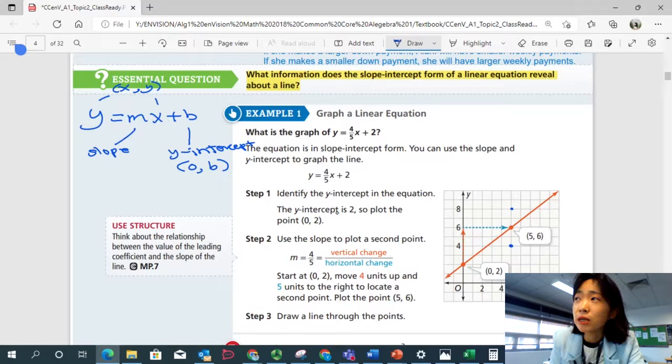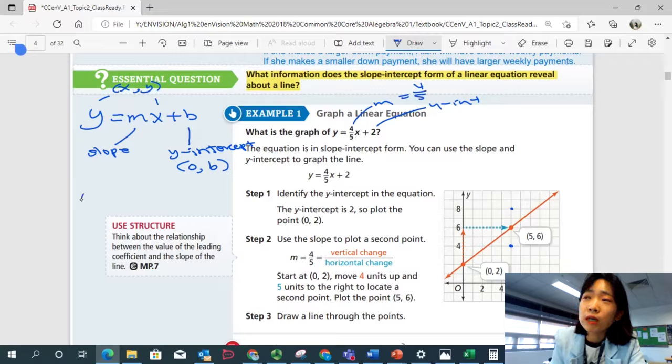Okay? So step 1, we're going to identify the y-intercept in the equation. In order to graph this, you identify the y-intercept in the equation. If you look at this form, it is in slope-intercept form. You can see that 4 over 5 is your m, your slope, and 2 is your y-intercept, right? That means your slope m is 4 over 5.